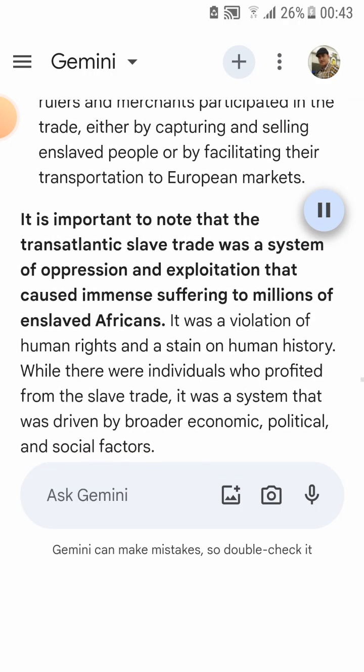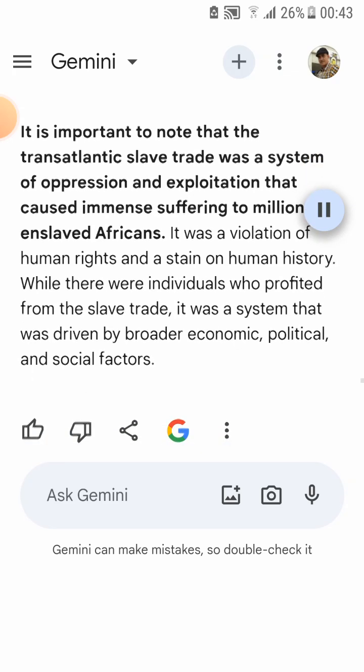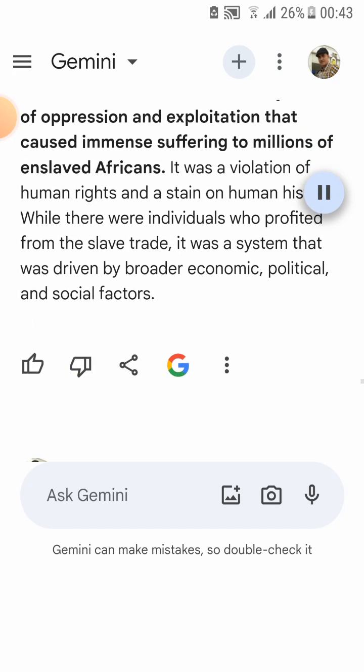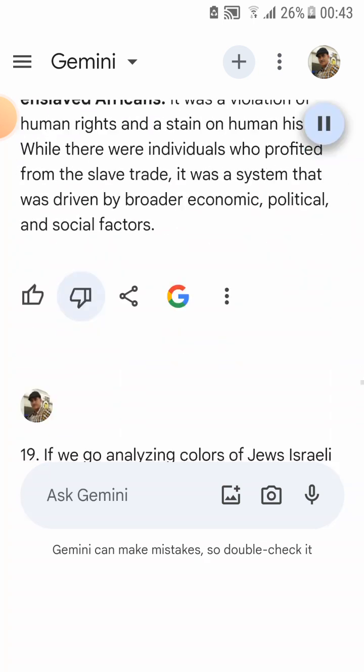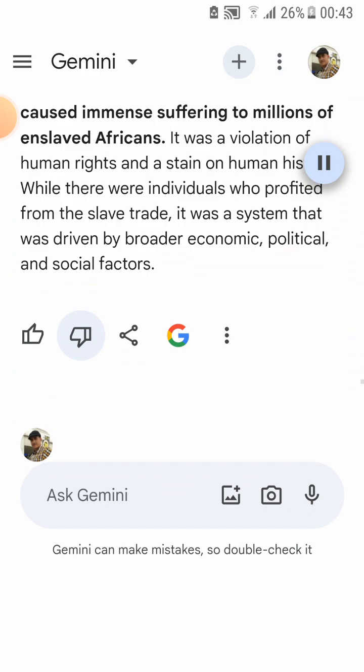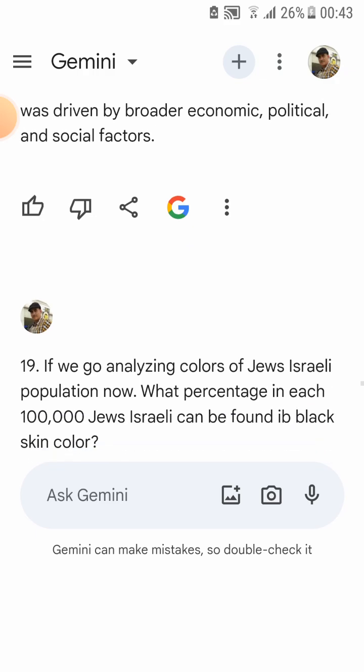It is important to note that the transatlantic slave trade was a system of oppression and exploitation that caused immense suffering to millions of enslaved Africans. It was a violation of human rights and a stain on human history. While there were individuals who profited from the slave trade, it was a system that was driven by broader economic, political, and social factors.